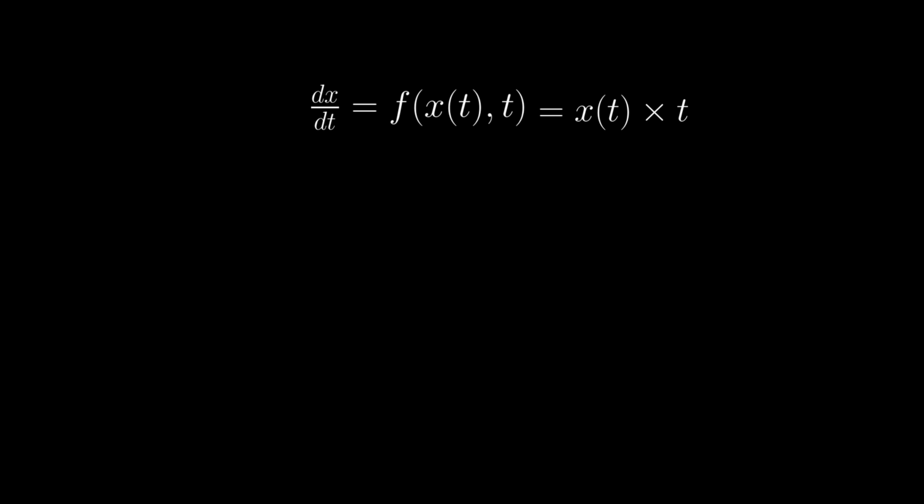How do we do that? Well, in this case, we can separate the terms involving x on one side and those involving t on the other side. Then integrating both sides gives us an expression for x(t).